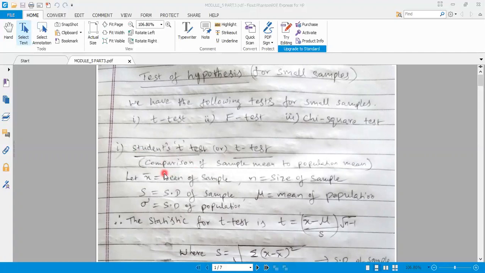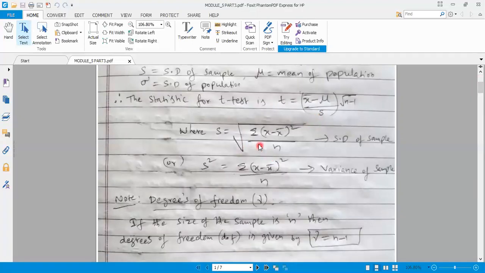First let us discuss the comparison of sample mean to population mean, where x bar is the mean of the sample, n is the size of the sample, and s is the standard deviation of the sample. This is the statistic we are going to use for the t-test. In this case, t equals x bar minus mu divided by s divided by the square root of n minus 1, where s is the standard deviation, the square root of sigma (x minus x bar) the whole squared divided by n, and s square is the variance.